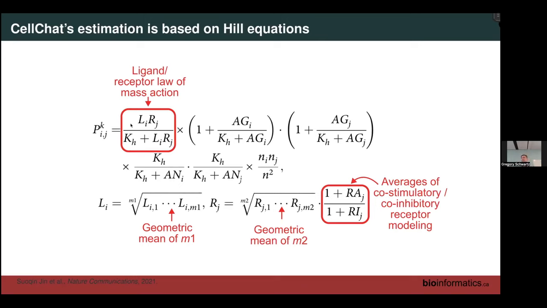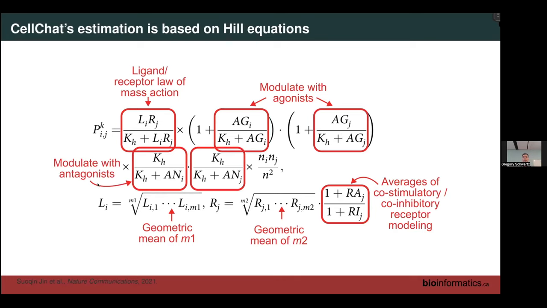That's just kind of like the ligand and receptor expression multiplied together. The second component is they're just multiplying it by modulating with agonists. So they have the Hill equation now for agonists from sender I and receiver J. And then the second part is modulating with antagonists from sender I and receiver J. But you'll notice the difference is that the antagonists have the dissociation constant on top, right? So this is for the dissociation. This is where you have the competition for binding that the antagonists are blocking.